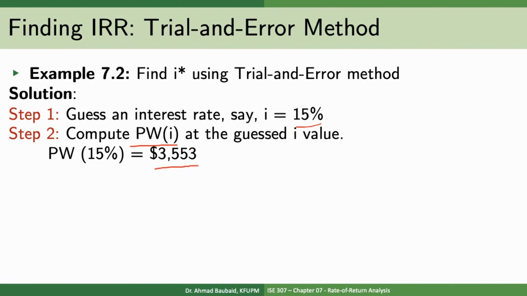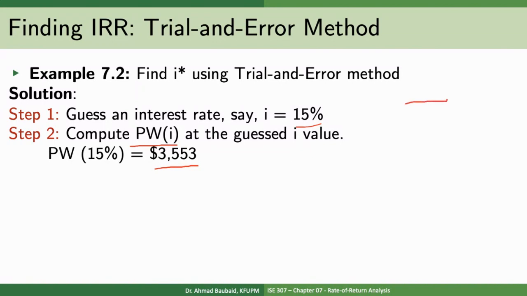And so now the question is, do I increase I or do I decrease I in order to get closer to 0? I'm posing that question to you. Maybe if you can remember, even from chapter 5, what we should do. Think about the terms and the present worth.